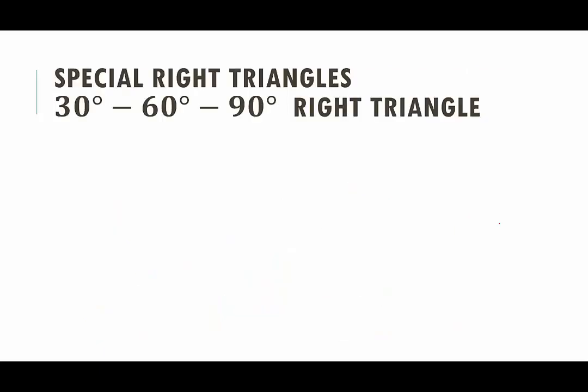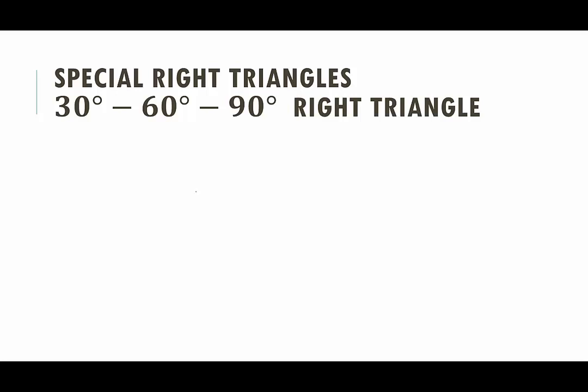Now we're going to spend some time talking about two different types of special right triangles. The first one is our 30, 60, 90 right triangle. Just like with all the other triangles, the side lengths are special in this case, and it's one that comes up very frequently, so we want to be very familiar with what the side lengths are opposite these angles and how to apply them in problems.